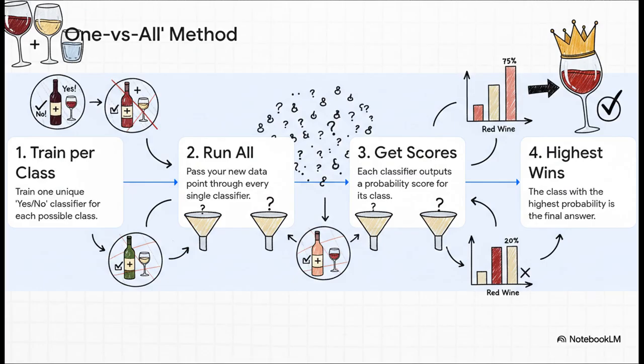Instead of building one giant, complicated model, you just build a bunch of simple yes-no models. So you train one model that only knows how to answer the question, is this a car? You train a second one that only answers, is this a truck? And a third for, is this a motorcycle? Then, when a new vehicle rolls in, you show it to all 3. Each one spits out a probability. The car model might say 95%, the truck model says 3%, the motorcycle model says 2%. And you just pick the winner. The one that's screaming its yes the loudest gets the final say. It's so simple, but it works incredibly well.